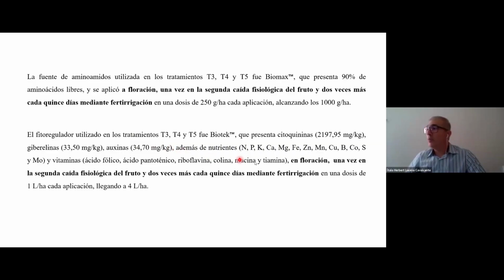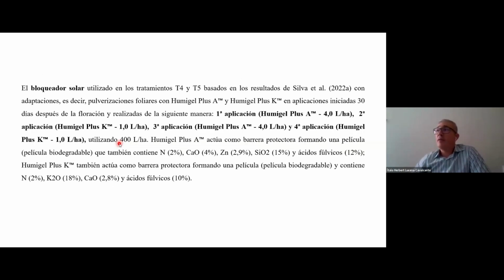Now, the phytoregulator that was used for treatments T3, T4, T5 involved a product called Biotech, which has cytokinins, gibberellins, and auxins to stimulate plant growth. The sunscreen was applied using this sunscreen that I've already used previously and that I've published results for in different countries. This was part of this work that was directed by the National Mango Board. So we conducted a single application of these products, and it ended up being 4 applications total.